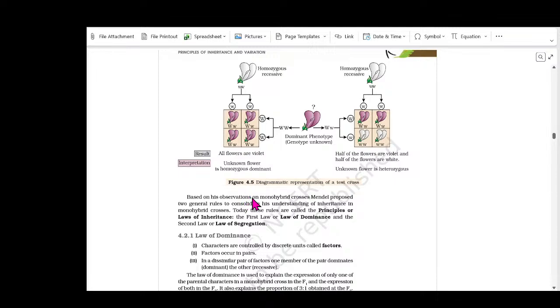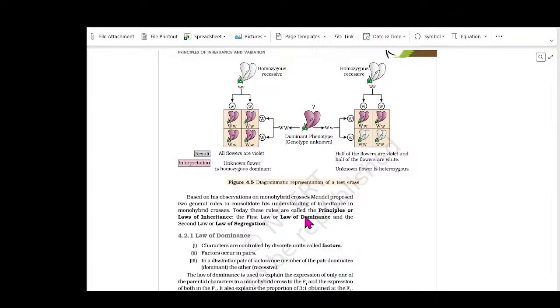Based on his observations on monohybrid crosses, Mendel proposed two general rules to consolidate his understanding of inheritance in monohybrid crosses. Today, these rules are called principles or laws of inheritance: the first is the law of dominance and the second is the law of segregation.